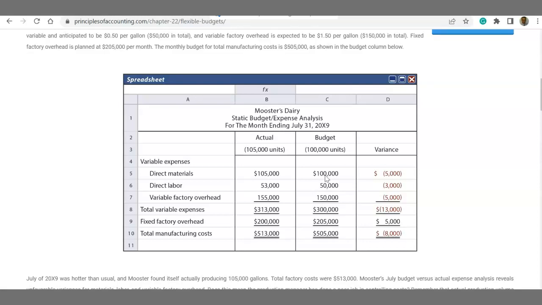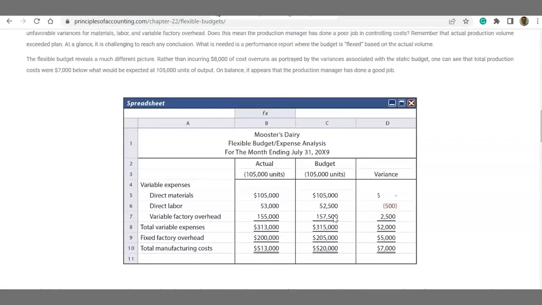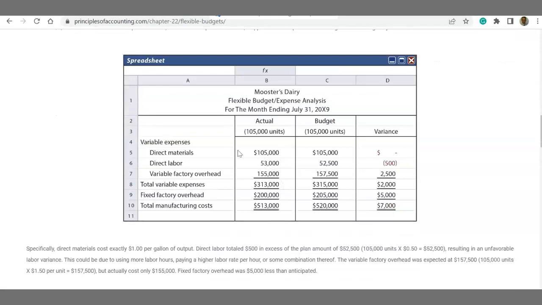So easily you can calculate your variable expenses based on units, and then use that information here to create your flexible budget. So direct material is $1 per unit. Direct labor is 50 cents per unit. And variable factory overhead is $1.50 per unit, and $1.50 per unit times 105,000, I believe, ends up to be $157,500. So you create a flexible budget, and then you start comparing.